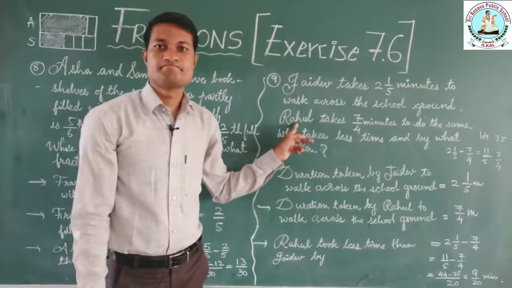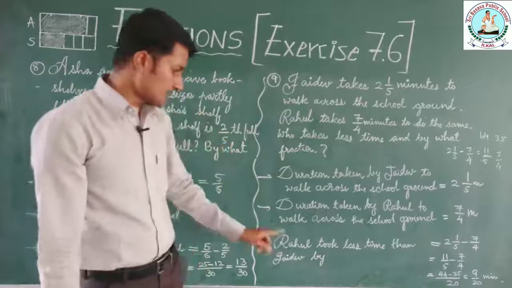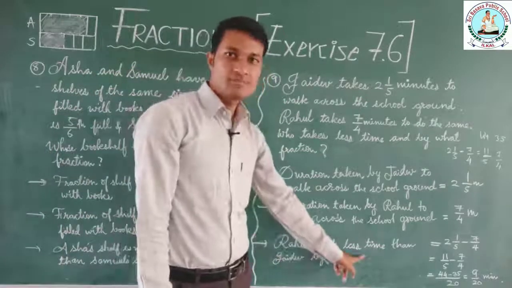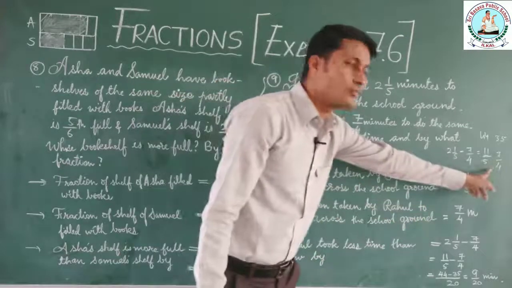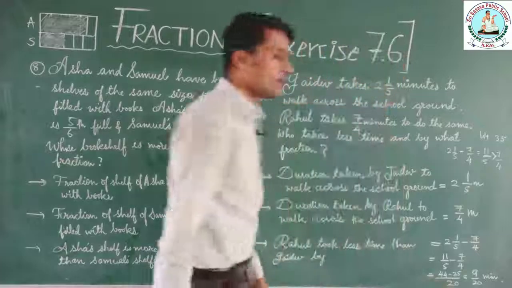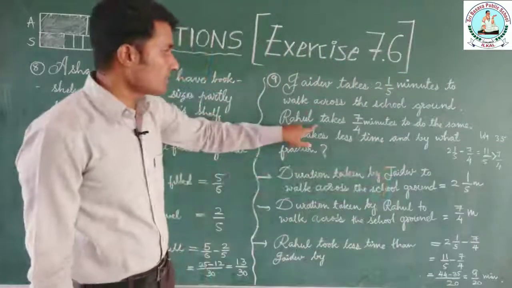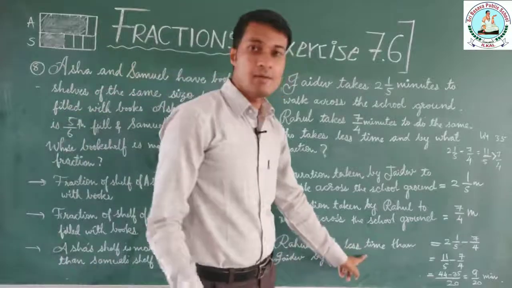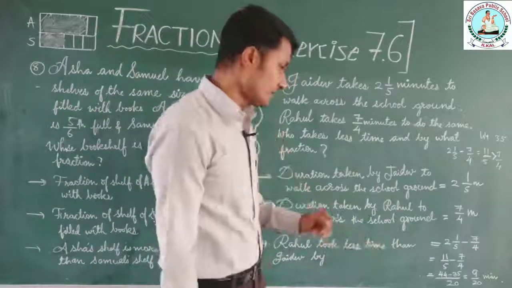So obviously if Jaydev took more time, then Rahul takes less time. So that is why you need to write the next sentence: Rahul took less time, right? I have shown here who took more time. So 11 divided by 5 is more than 7 by 4. So 7 by 4 is the duration taken by Rahul. Yes, so Rahul took less time by what fraction? That we need to find out here.